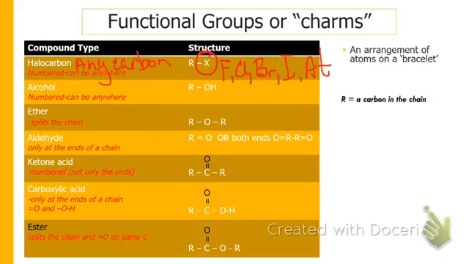Alcohol is designated by OH, or the hydroxide. And the way this works is we already know that hydrogen only has one bonding spot. That bonding spot is taken up with oxygen. Oxygen, however, has two bonding spots, and that oxygen is able to connect with a carbon in the chain. So alcohol then can be attached to any carbon in the chain.